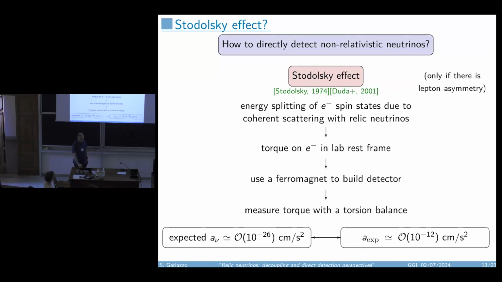Solution? No, not a solution. You see that the expected torque is 10 to the minus 26. Well, at least at the time of this paper, the best sensitivity of torsion balances was 10 to the minus 12. So we are very far away from the expected signal.